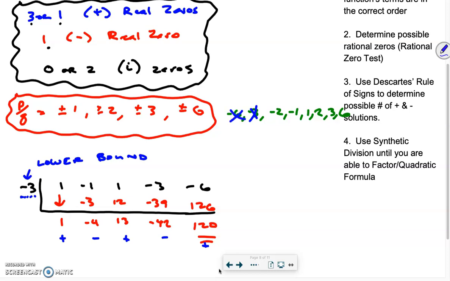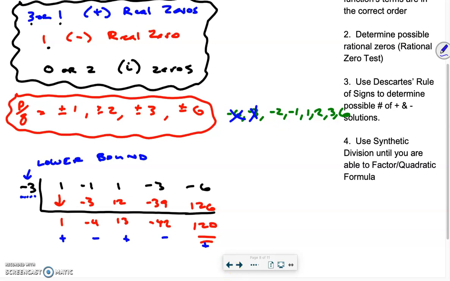So -6 is gone. So unfortunately, no, we did not find a root. We did not find a 0. But with one round of synthetic division, we're able to toss out 2 possibilities. So our list just went from 8 down to 6.